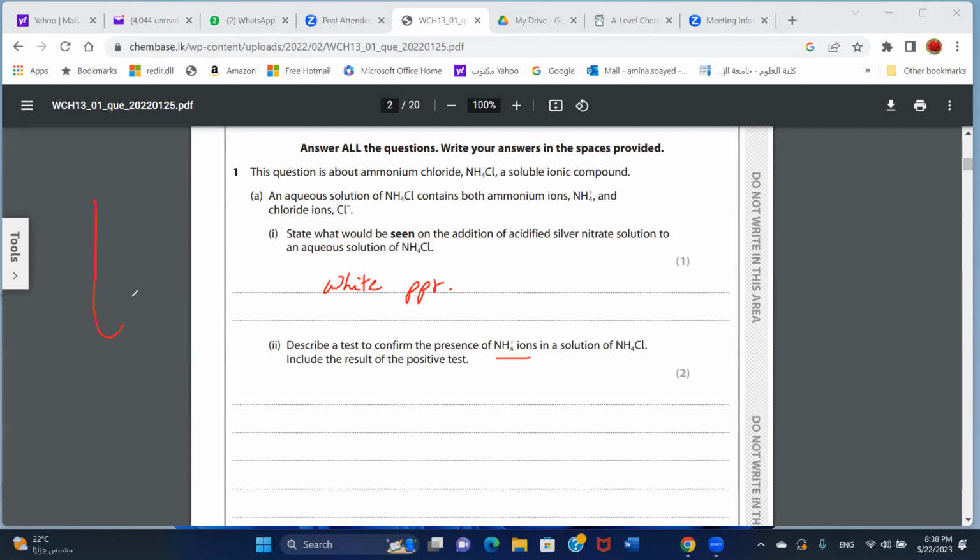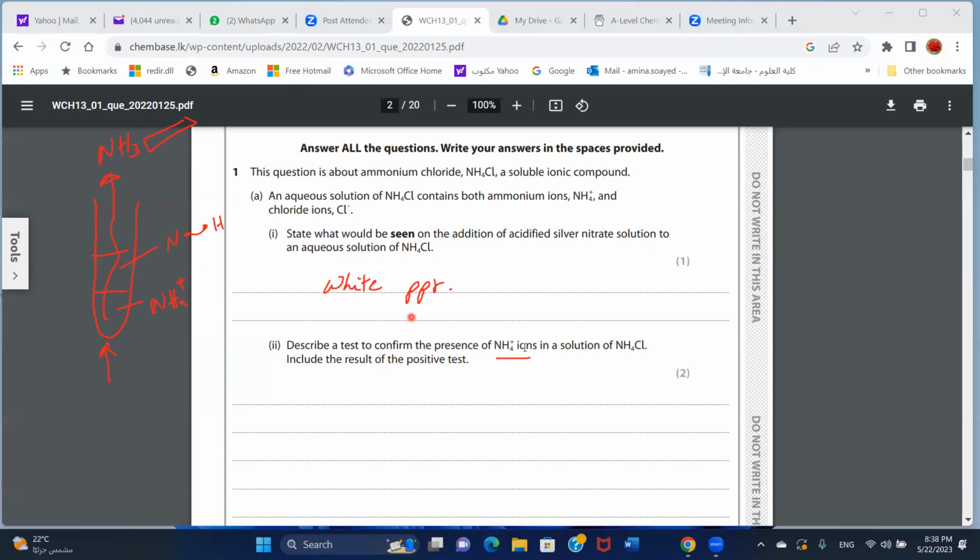You remember that we used to add, this is the ammonium salt, any ammonium salt. We place sodium hydroxide here and we warm. And then there will be a gas coming out. This gas is ammonia. So we test for it by approaching a damp red litmus paper, it will turn blue, or else we can approach a glass rod wet with HCl, it will form white smoke, white clouds. Okay, so this is the test for the ammonium ion.